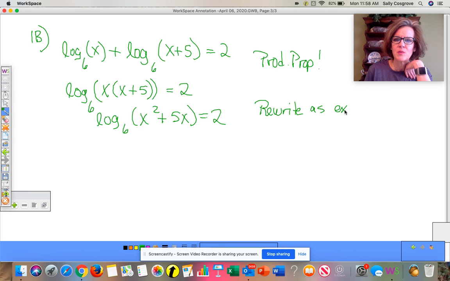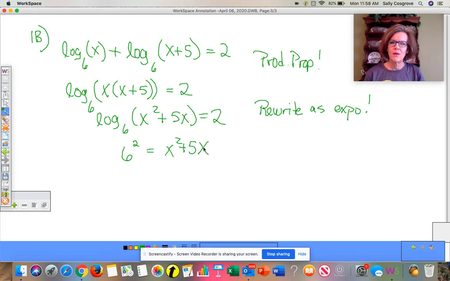Rewrite as an exponent, yes? And that's technically using the definition of a logarithm. So we would say what? Base raised to the exponent equals argument. So 6 to the second power equals x squared plus 5x. And now we're like, wait, what just happened? The logarithms are gone, and now it's a quadratic.